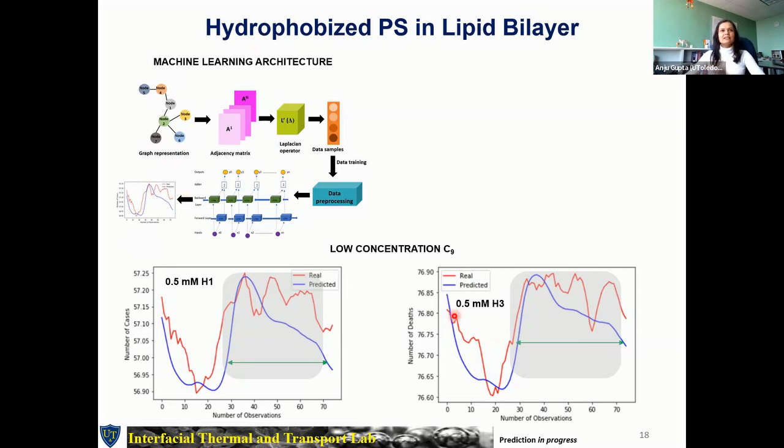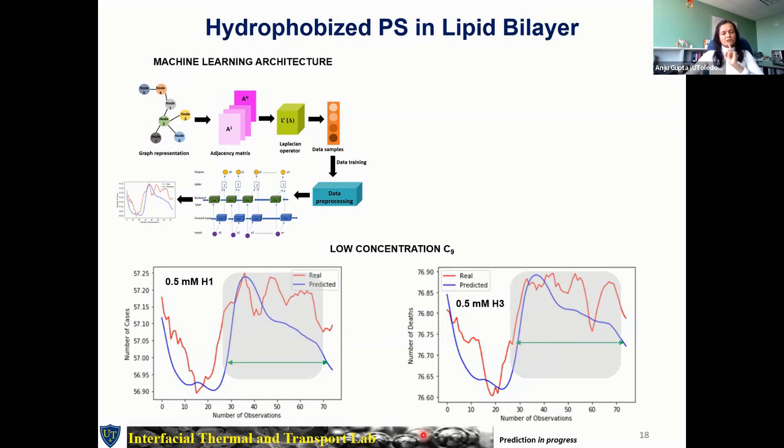And we tried predicting what's going to happen with C9. So C9 is somewhere between C5 and C12. So we thought, how hard would that be? The blue line represents our machine learning model. The red line represents our experimental data. And we tested that at low concentration C9 and at different heating cycles.